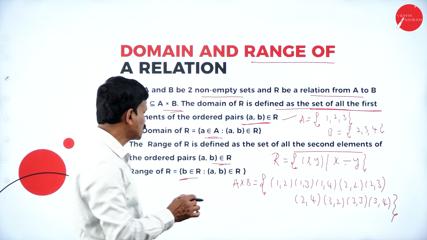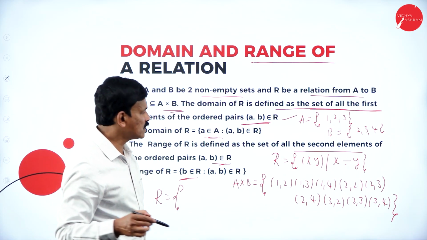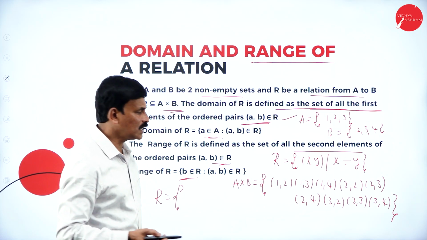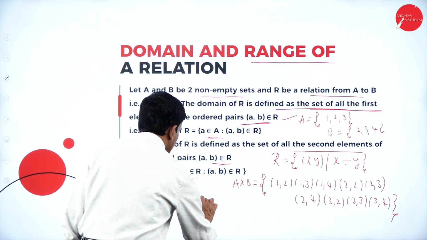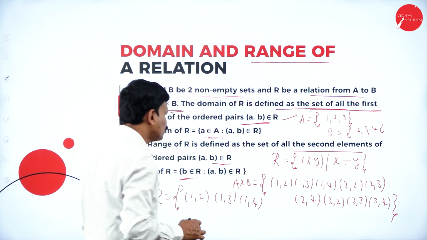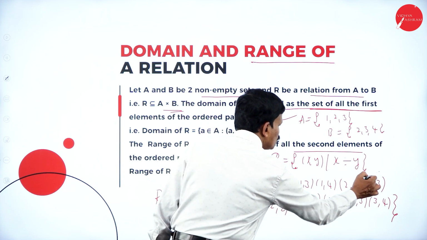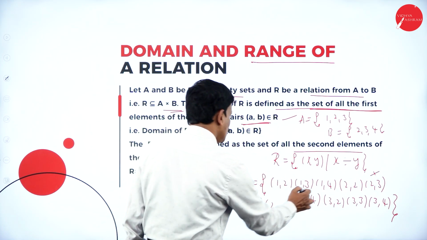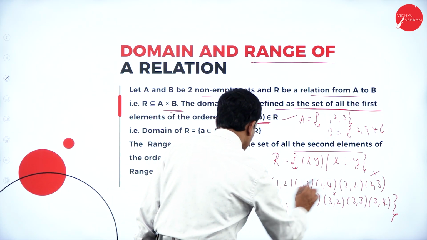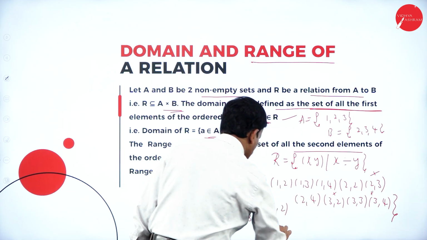Now, in this, what is the relation defined? The relation is defined as x divides y. The first element will divide the second element. So, 1 divides 2, 1 divides 3, 1 divides 4: (1, 2), (1, 3), (1, 4). 2 divides 2. 2 does not divide 3. And 2 divides 4, we can take that. 3 does not divide 2. 3 divides 3. And 3 does not divide 4. This is the relation.